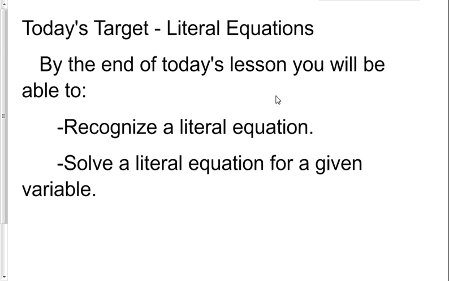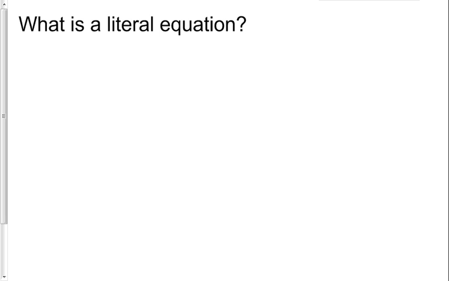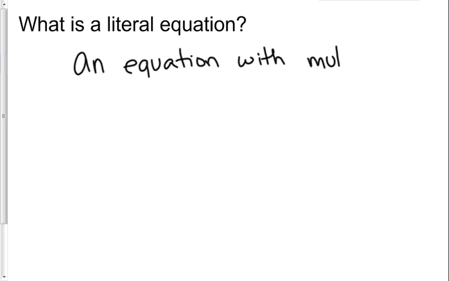it's very important that you have an understanding of what a literal equation is and what it means to solve a literal equation for a given variable. So let's start by talking about what is a literal equation. It's an equation with multiple variables and or numbers.